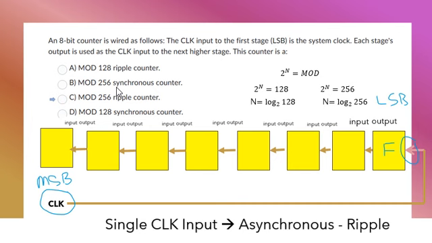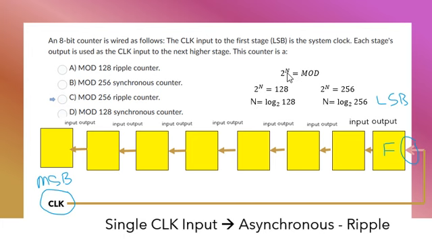Alright, so in this question we're dealing with an 8-bit counter. It's set as 8-bit, and you're given mod numbers here. The first thing you have to do is figure out which one of these mods is 8-bit. The first mod is 128 and the other one is 256.